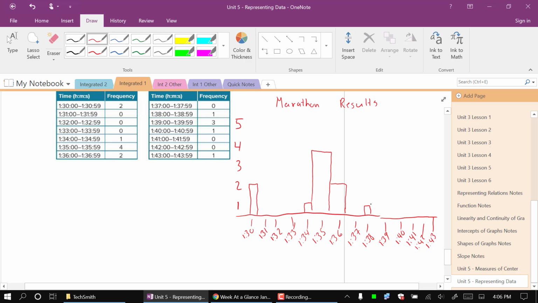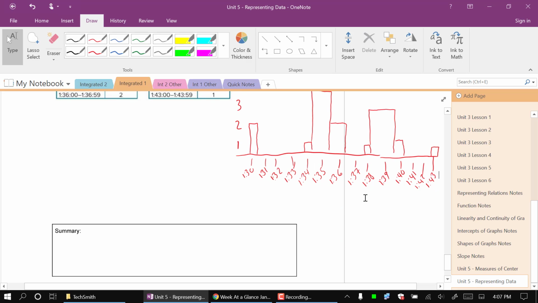139 had 3 people, so connect it, come up. 140 had 1 person. 141 and 142 had no one, but 143 also had 1 person. So there we go. It's continuous. That's why it kind of flows as it goes. So go ahead and write a summary here. We talked about line graphs and we talked about bar graphs.